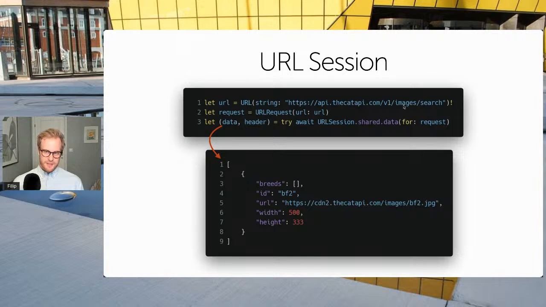What this actually does is that it downloads JSON data. It doesn't download the actual image, but it downloads data, or JSON, that contains a reference to that image. So in this case, this data will resolve to this JSON array object. So you have an array, and in here you have breeds, ID, the URL that we actually care about, the width, the height of the image.